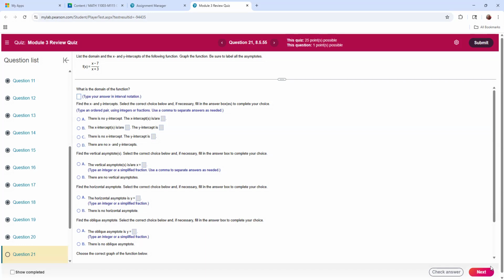So this one is really graph heavy on this last part, okay? I think this is the last one, and then it gets into the inequality stuff. So same thing here: domain, x and y intercepts, vertical and horizontal asymptotes, okay?